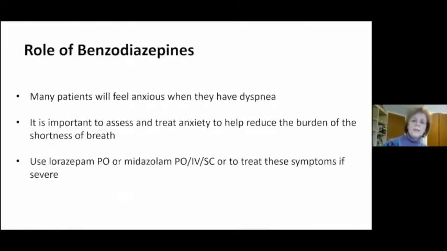What about benzodiazepines, lorazepam, and others? Many people will feel anxious when they have breathlessness. It's important to treat the anxiety to help reduce the burden, okay? There's lorazepam, which can be used orally. There's midazolam, very short acting, that can be used in a number of different ways to treat these symptoms if they are severe.